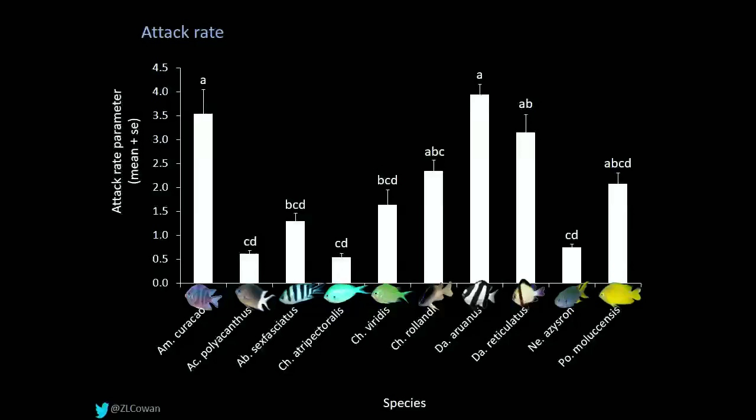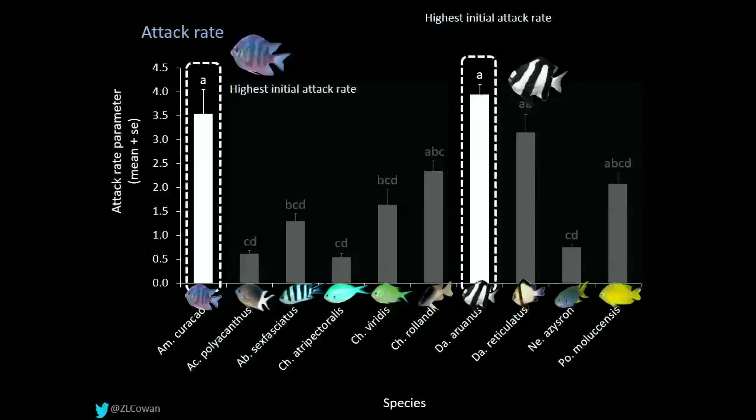And then the attack rate, which describes the initial slope of the functional response curve and also tells us about the strength of the predator, can also be extracted from these fitted functional response models. A higher attack rate parameter indicates that predators consume more prey at lower densities. These were also found to be highly variable between species, with Dascyllus aruanus and A. curacao emerging as the most important predators in reducing effective settlement rates when the COTS are at normal low densities.